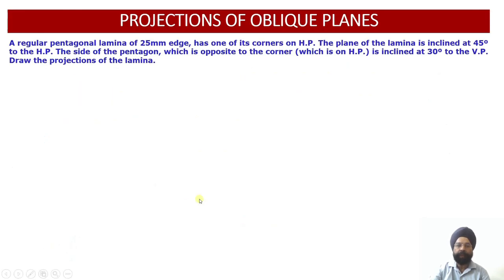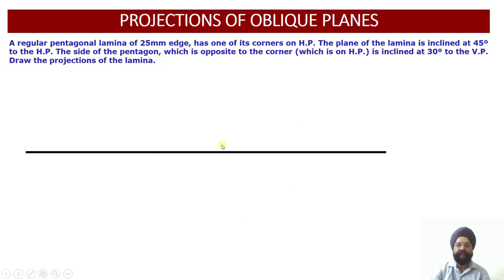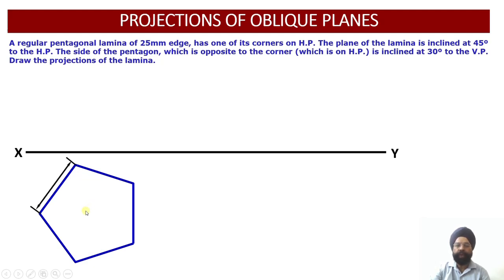So let us draw the projections of the oblique lamina. Step 1, draw the XY line. Now since this lamina happens to be inclined to HP first of all, to begin with we are going to assume that this lamina is parallel to the horizontal plane. So in the top view we are going to get the true shape of this lamina.